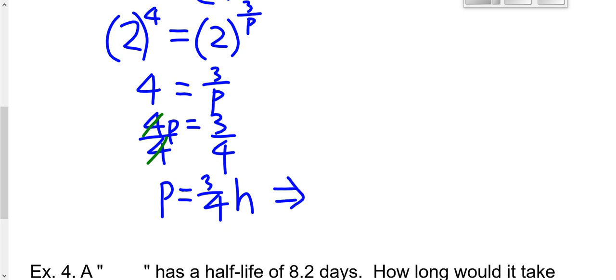So again, use common sense. Each hour has 60 minutes. So if you take this 3/4 times it by 60, that should give you 45 minutes. So you can also say that the doubling period is 45 minutes.